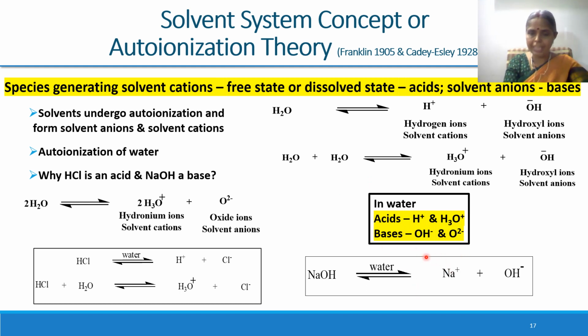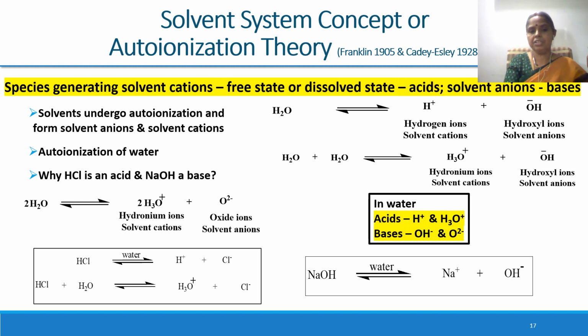If it releases OH minus ions or O2 minus, how did you get the oxide anion? When two water molecules form 2 H3O plus ions, an oxide anion is released. So, this is the solvent anion. So, substances capable of generating solvent anions are bases. Substances capable of generating solvent cations in the particular solvent are acids. You can see here NaOH is producing OH minus, so it is a base. You can see HCl here producing H plus and H3O plus, so it is an acid.